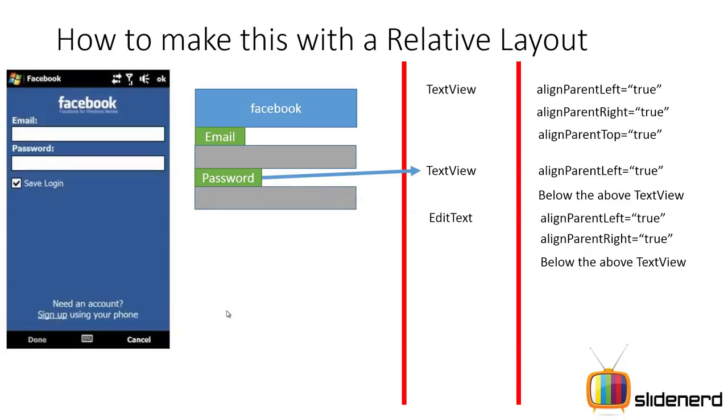with the same settings. And last but not the least, we have our checkbox over here, the yellow box which says save login. It's again align parent left is true, and it's below this edit text. And ultimately you have this text which says need an account, sign up using blah blah blah.